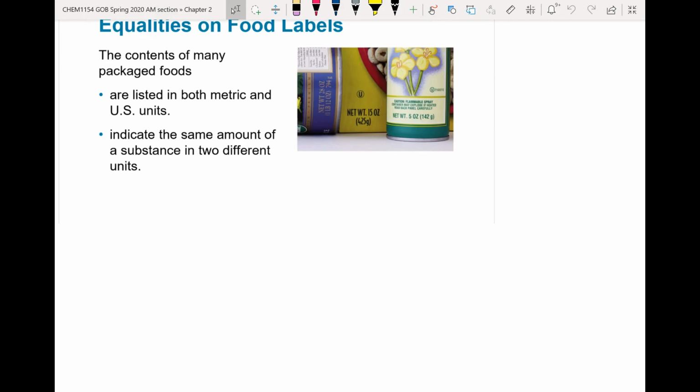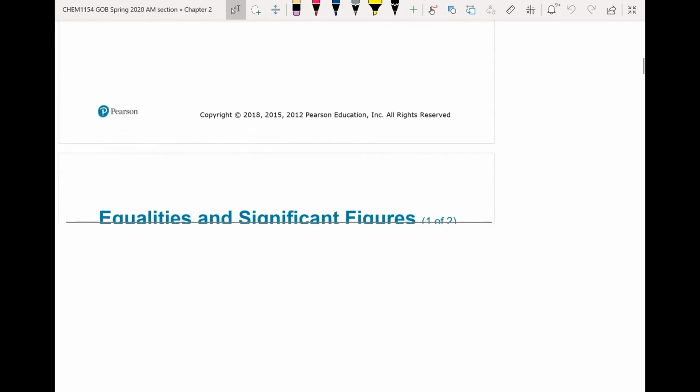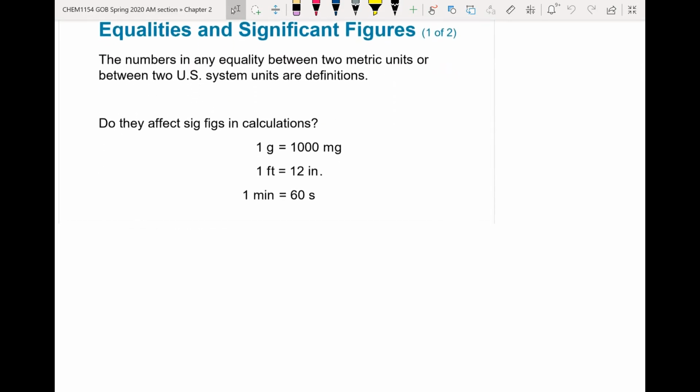So how do we know? How can we convert from one to the other? Well, that's based on knowing what the equalities are that relate one unit to the next one, but it also depends on using that equality in a systematic way.